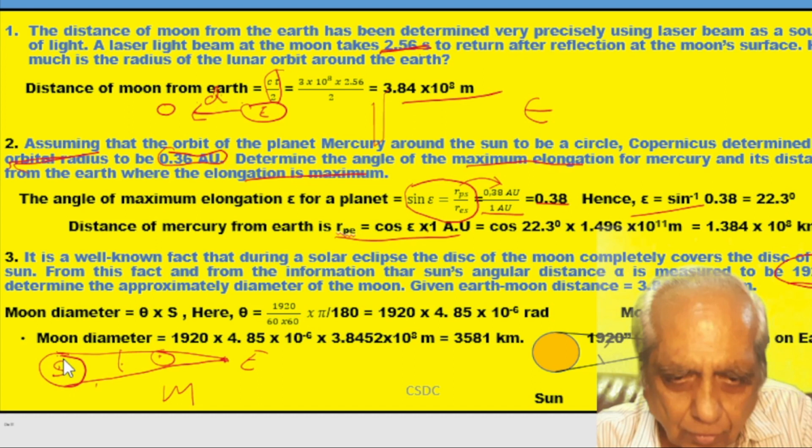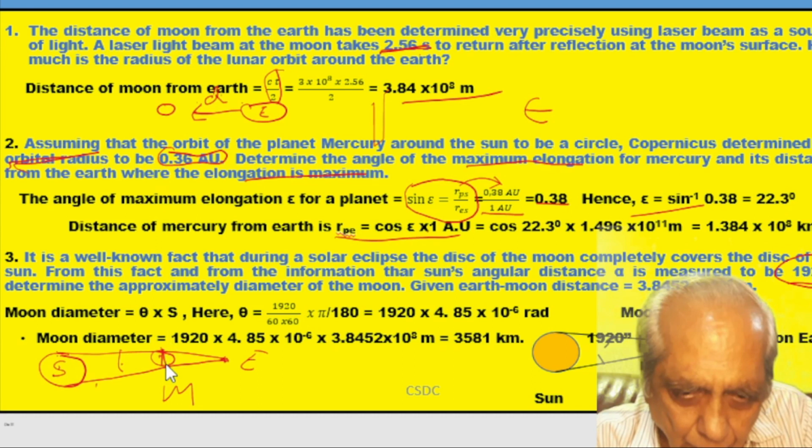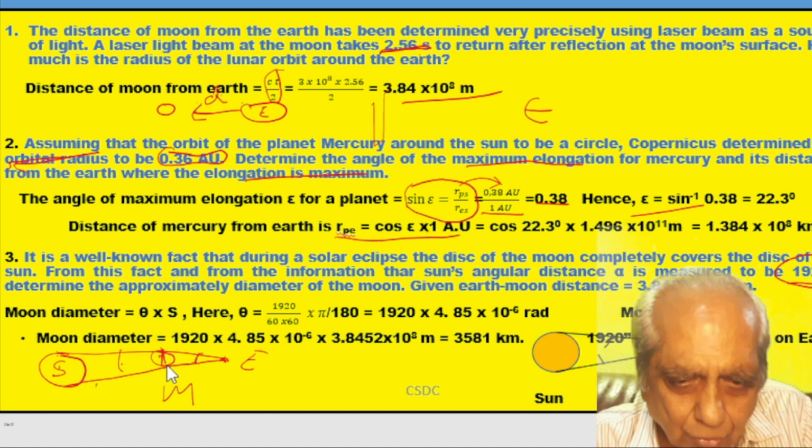Is it alright? So we now want to find the diameter of the moon. So this is the diameter of the moon. I know this angle, so theta is known, diameter is unknown. This diameter becomes the basis, and this becomes the radius. So the radius I want is from earth to moon. So the earth to moon distance is given.